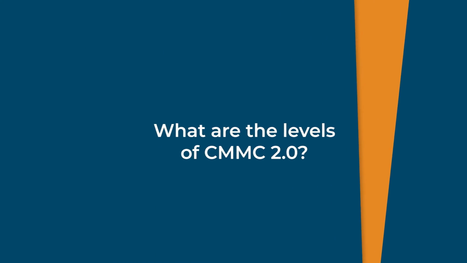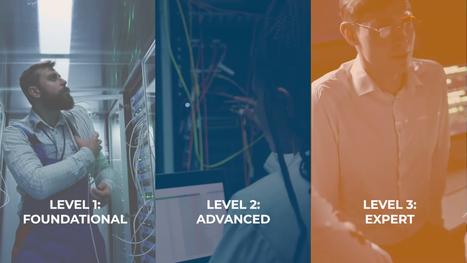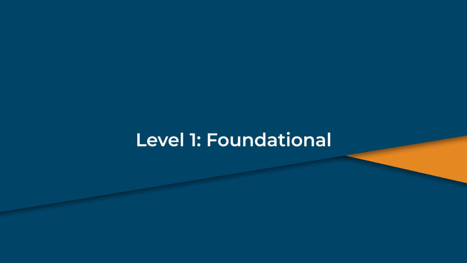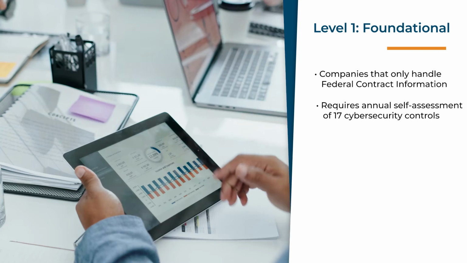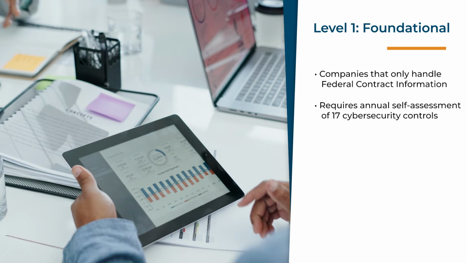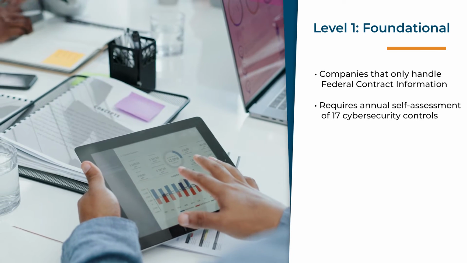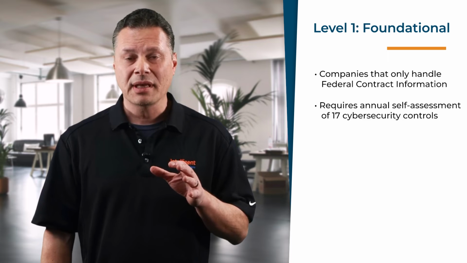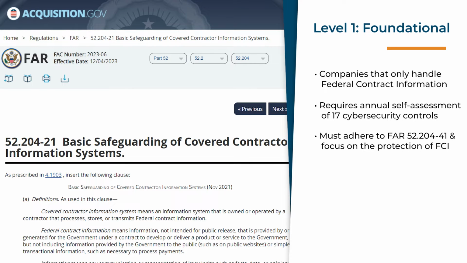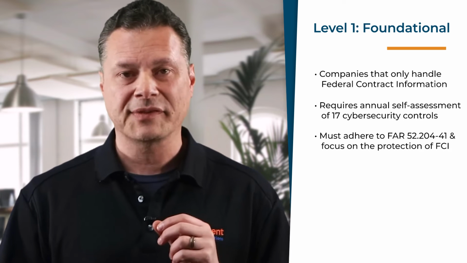What are the levels of CMMC 2.0? CMMC 2.0 has 3 levels: foundational, advanced, and expert. Level 1, foundational. The first level is aimed towards companies that handle only federal contract information, or FCI. It requires an annual self-assessment of 17 cybersecurity controls. All companies that need this level of certification must adhere to FAR 52.204-41 and focus on the protection of FCI.